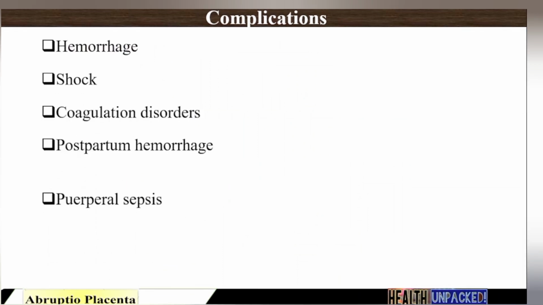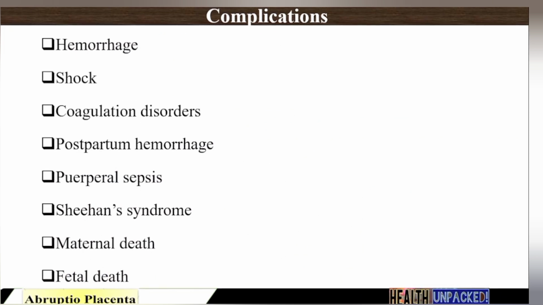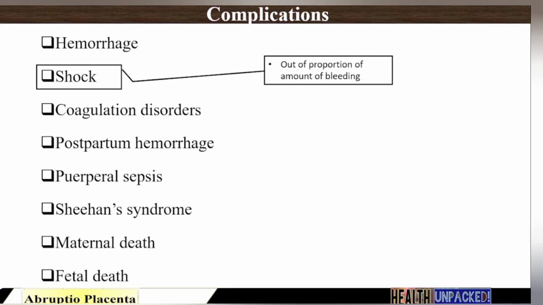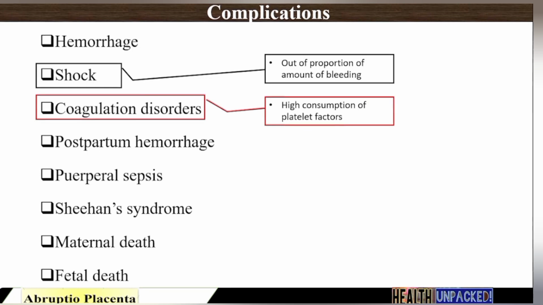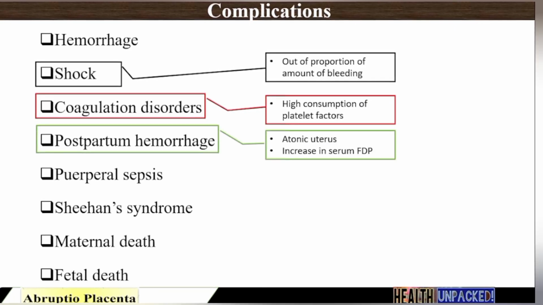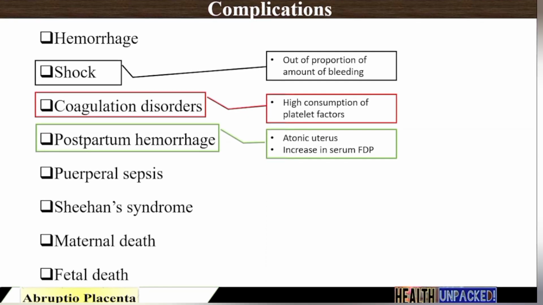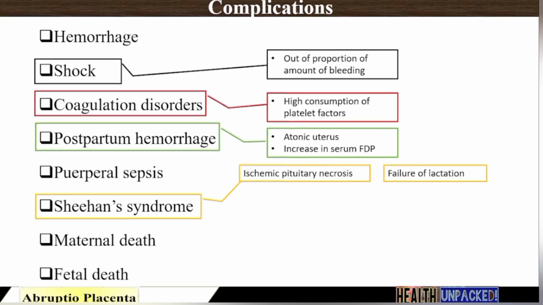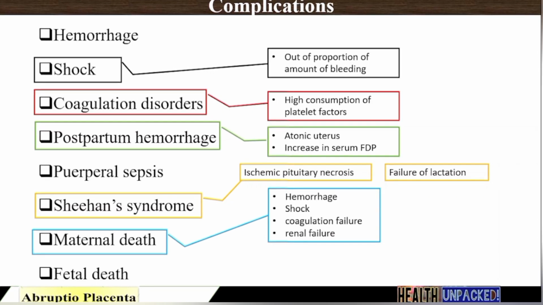Okay, complications. So these are some complications. There will be hemorrhage, shock, coagulation disorders, postpartum hemorrhage, puerperal sepsis, Sheehan syndrome, and maternal death and fetal death. Shock is not appropriate with the amount of bleeding. We have already discussed that. And coagulation disorders are due to high consumption of clotting factors, and postpartum hemorrhage is due to atonic uterus and increase in serum FDP. And also puerperal sepsis is due to the management, and also the immunity of the mother will be dropped. And Sheehan syndrome, ischemic pituitary necrosis.